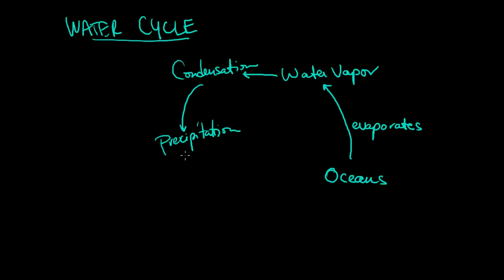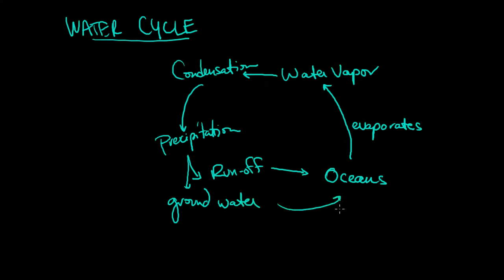And falls to the ground in the form of rain or ice or sleet or snow, and then falls back down to the ground, where on the ground it can either go to runoff, which then eventually finds its way to the oceans, or into groundwater through percolation, which then finds its way to the oceans and evaporates.